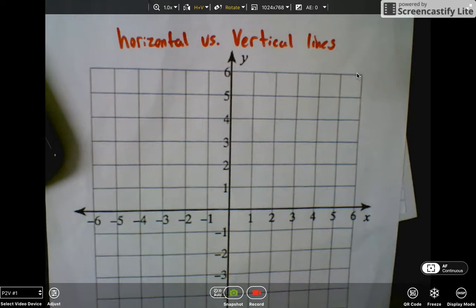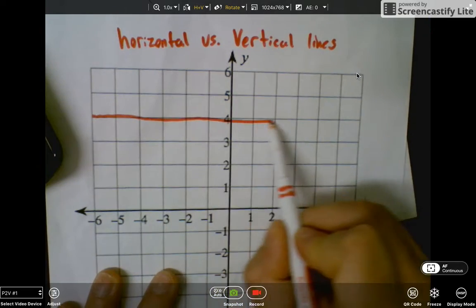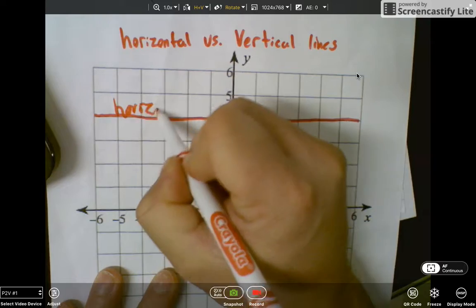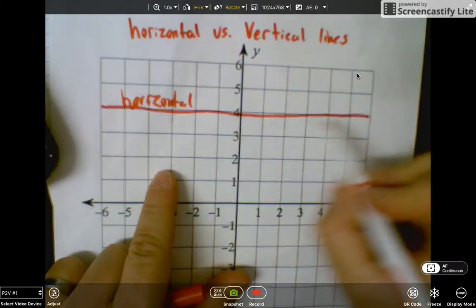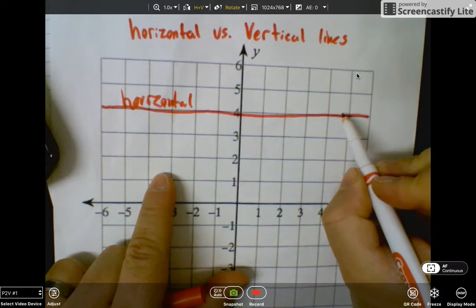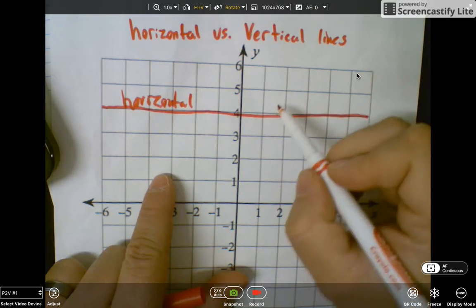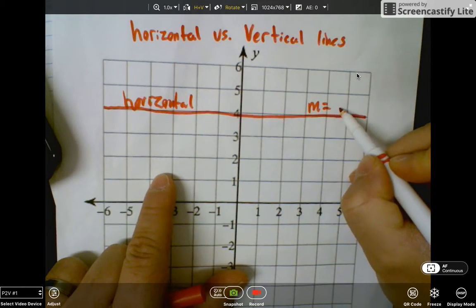In this video, we're going to clear up the difference between horizontal linear lines and vertical linear lines. If you look at the line I'm about to draw here, this is a horizontal line, and think of the horizon, this being the horizon, horizontal. Two things you need to know about this line here. One, the slope is 0.